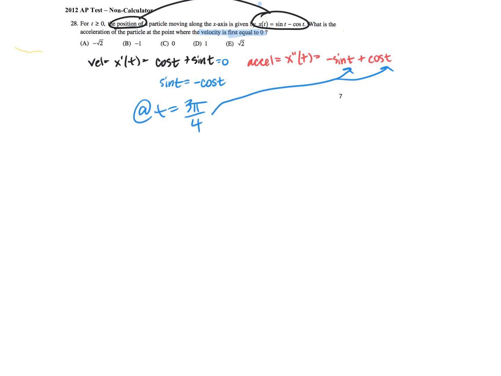Okay, here we go. So now we need the acceleration at, I'm just going to say we need x double prime at 3 pi over 4. Unit circle reminders. Negative sine at 3 pi over 4 plus the cosine at 3 pi over 4.